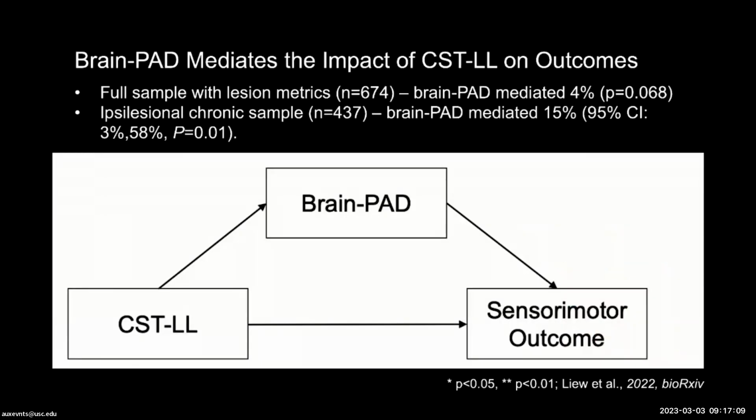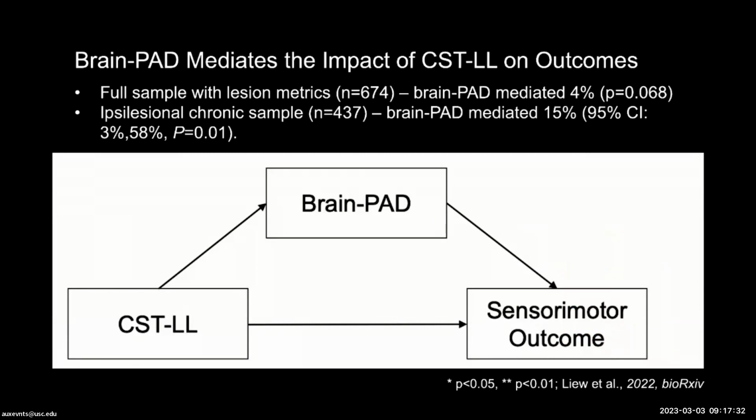So what we found is that in the full sample, there was only what I'd call a non-significant relationship, where BrainPad mediated 4% of the relationship between cortical spinal tract lesion load and sensory motor outcomes. But then when we drilled down to just the ipsilesional chronic sample, which is where we thought we should see a stronger relationship, we saw that BrainPad actually mediates 15% of the relationship.